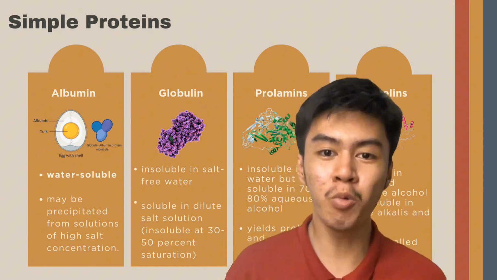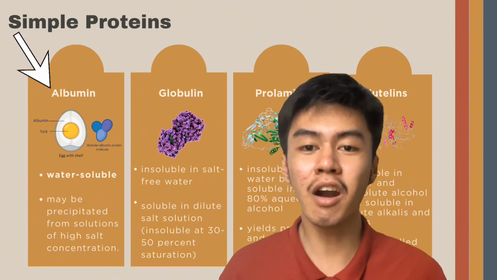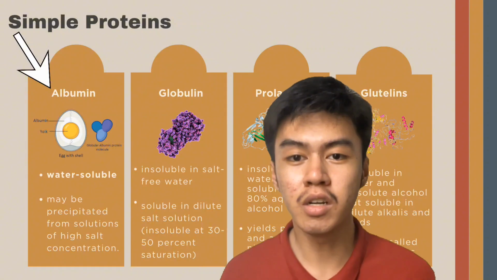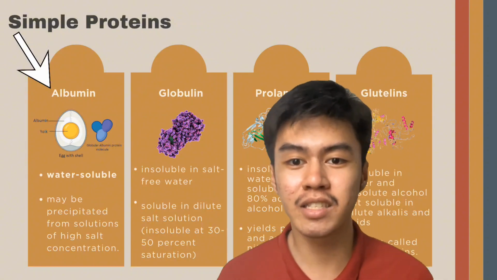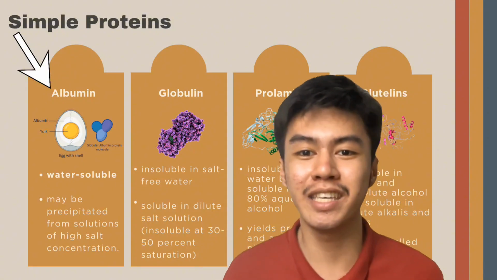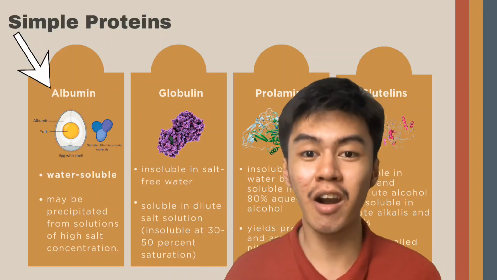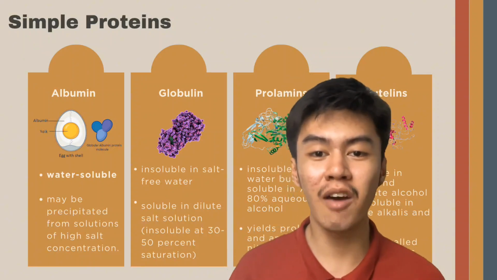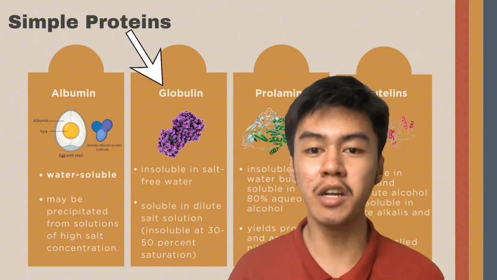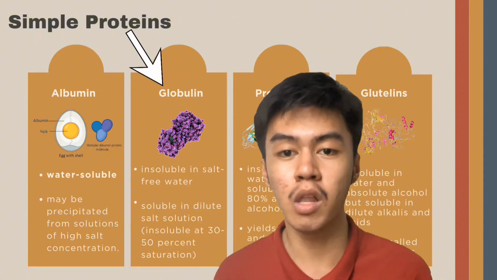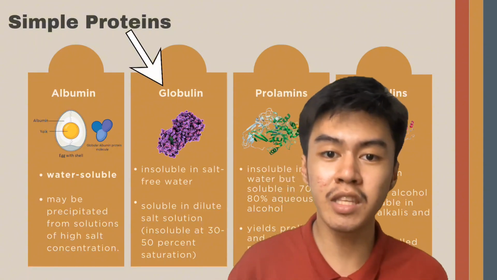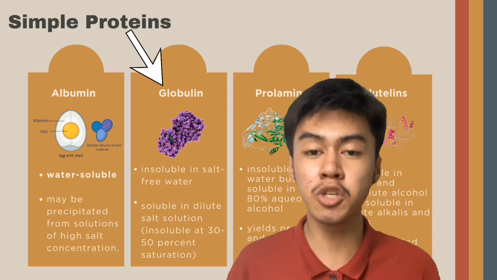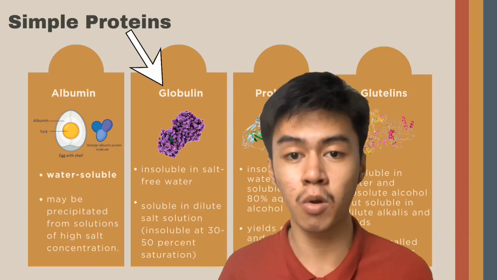So for example, we have here albumin. They are readily soluble in water, dilute acids, and alkalis, and are also coagulated by heat. One fun fact is that they are actually deficient in glycine. Another example we have is globulin, which is insoluble or sparingly soluble in water, but their solubility is greatly increased by the addition of neutral salts like sodium chloride.